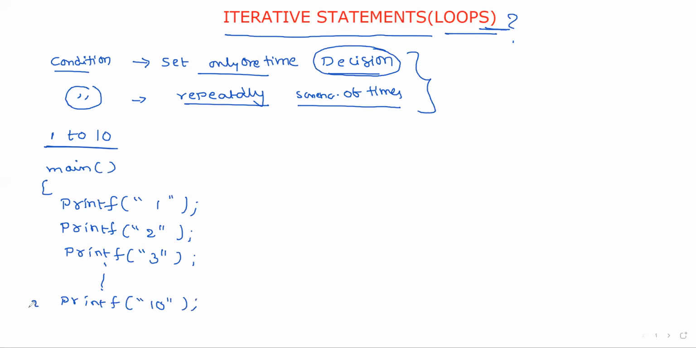That is, we have to write 10 printf statements to print 10 values. In this case, we have to write 10 statements. That is the same printf statement, with only the value changing, executed 10 times. To avoid this type of difficulty, we are moving into the concept of loops. In that loop, we are writing some condition, and we are writing the printf statement only one time.